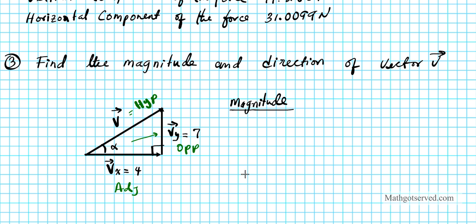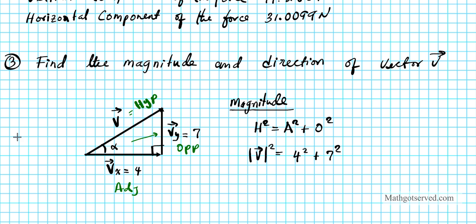Okay, so we can either use a squared plus b squared equals c squared, or we can use a trig version of that, which is that h squared, the hypotenuse squared, is equal to a squared, the adjacent squared, plus the opposite squared. The hypotenuse squared is the magnitude of your vector, so the magnitude of vector v squared equals a squared, the adjacent, which is the x component of the vector, 4 squared, plus the opposite squared, the y component of your vector, which is 7 squared.